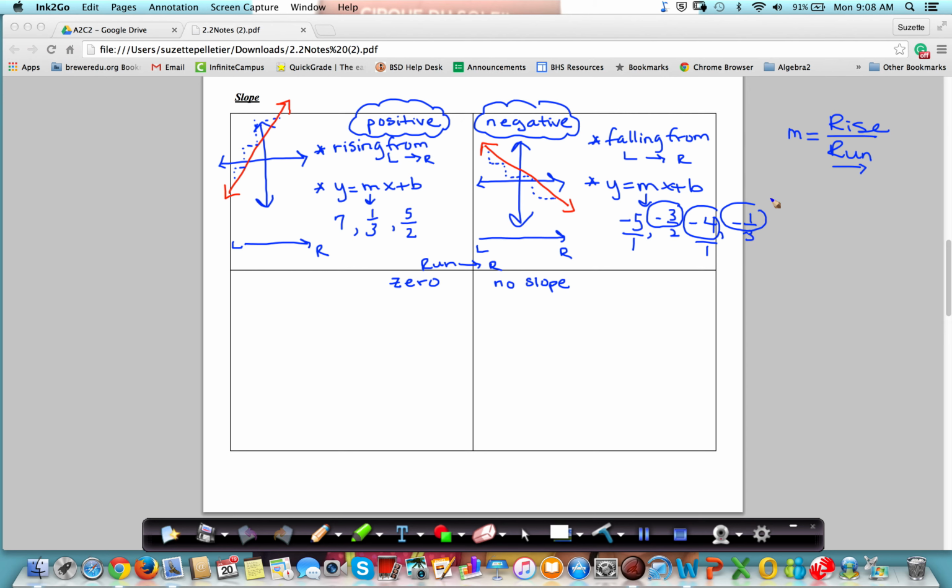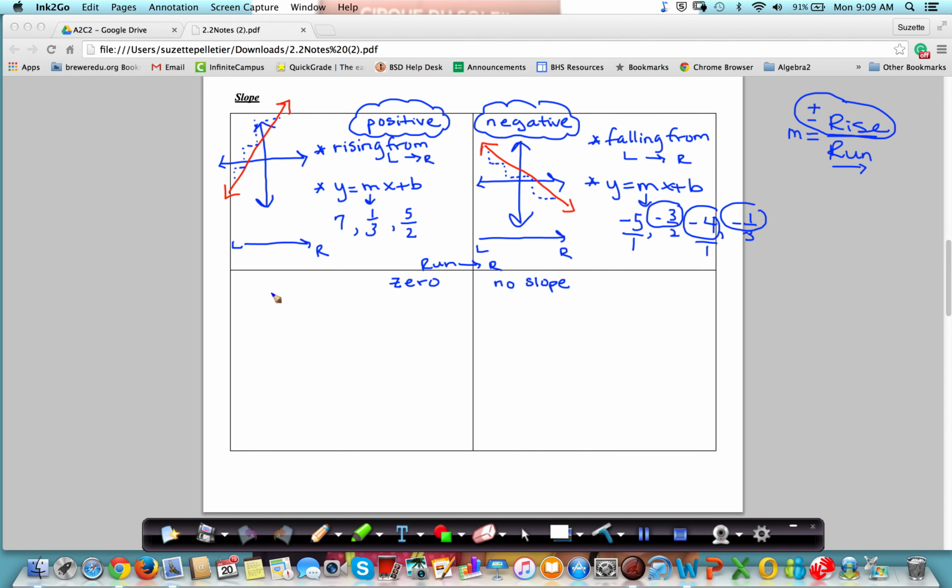That negative does not get repeated with the numerator and the denominator because that would make it a negative over a negative and that would turn it into a positive slope. We don't want that. So be really careful. The positive and the negative goes with the rise. If it's positive, we're going up. If it's negative, we're going down. We always, always run to the right, okay?